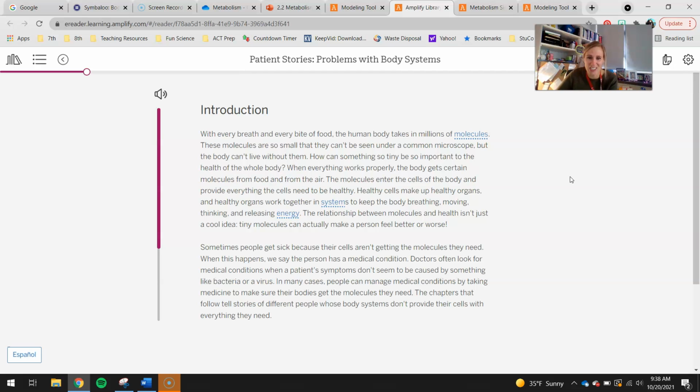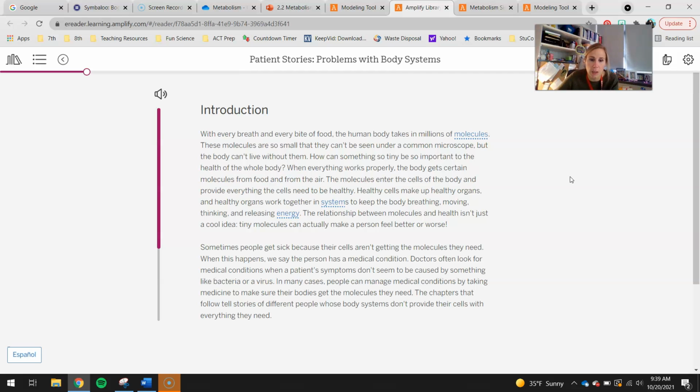Tiny molecules can actually make a person feel better or worse, which we've learned about when we talked about microorganisms. Obviously, these things are smaller than bacteria or viruses. So think about it: if a virus can make you sick, why can't not having the right molecules in your body make you sick as well? Sometimes people get sick because their cells aren't getting the molecules they need. When this happens, we say the person has a medical condition.